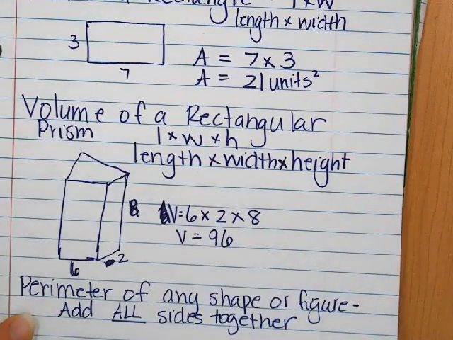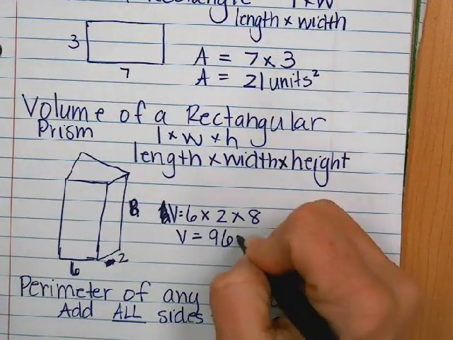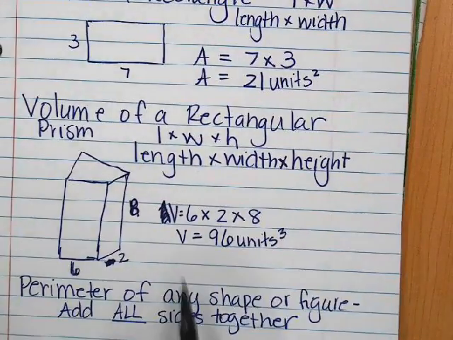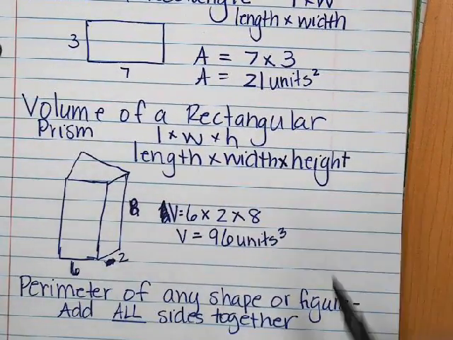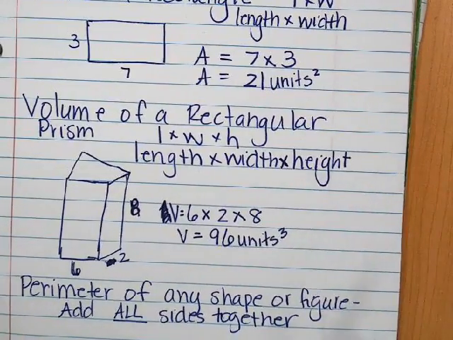The volume is 96. Now, because we're multiplying 3 different things for volume, this is going to be units cubed. So if it were inches, it'd be inches cubed. If it were feet, it would be feet cubed. So area is always squared and volume is cubed.